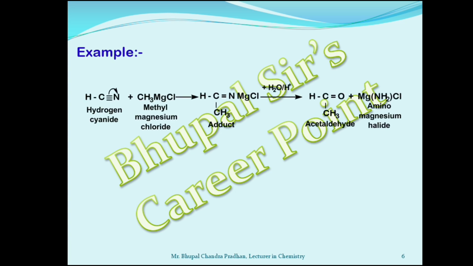So whenever hydrogen cyanide adds with methyl magnesium chloride, the partially positive MgCl attaches to nitrogen and the negatively charged methyl group attaches to carbon, and we will get an adduct which on acidic hydrolysis gives acetaldehyde and amino magnesium chloride.